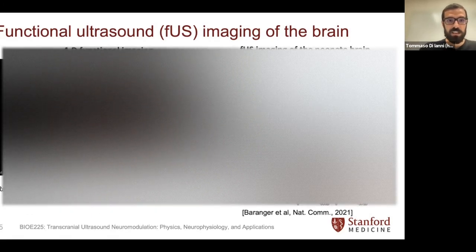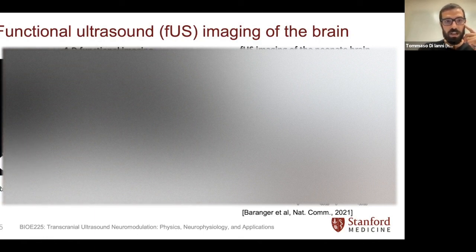It's also been done in 4D, so 3D plus time. This is a beautiful paper from Rabu and others, published in 2019. And in this case, thankfully the video is playing, so we can see functional activation in response to whisker stimulation. This is by the way, a slightly lower frequency. I believe it was 7 or 8 megahertz here, because it's a 2D array.